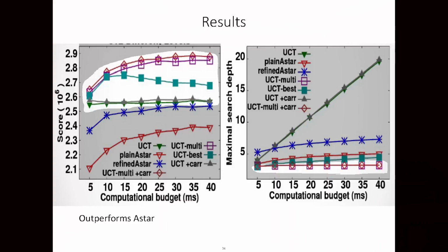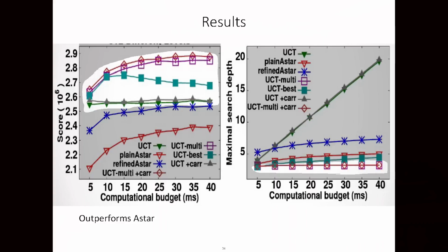Then these ones that aren't highlighted are using plain A star and then a refined version of A star. So with increasing time, they do increase score, but they're even worse than just your UCT with just random simulation, no multi-simulations. I guess we're kind of running low on time, which is not ideal.